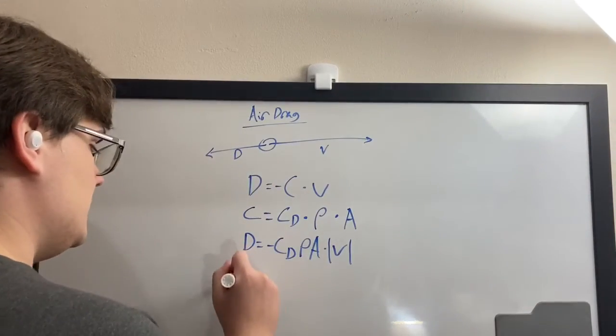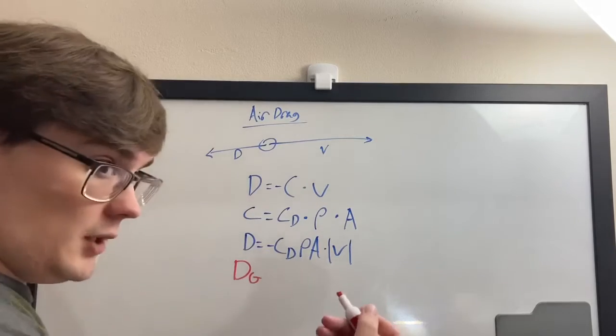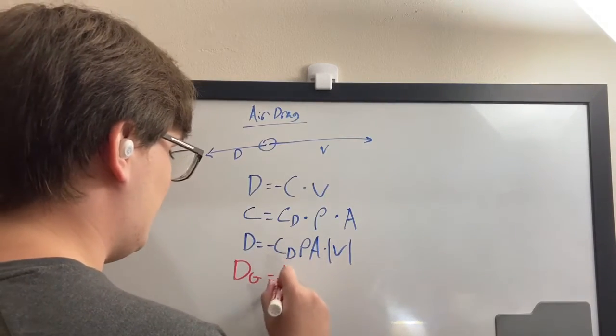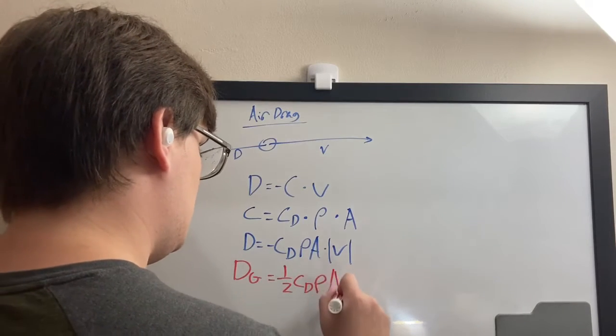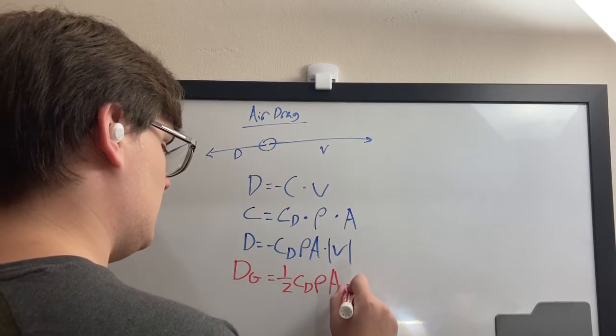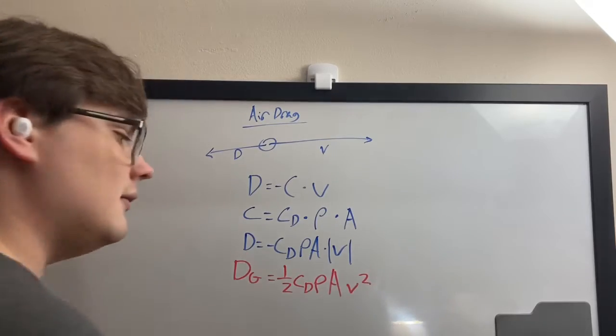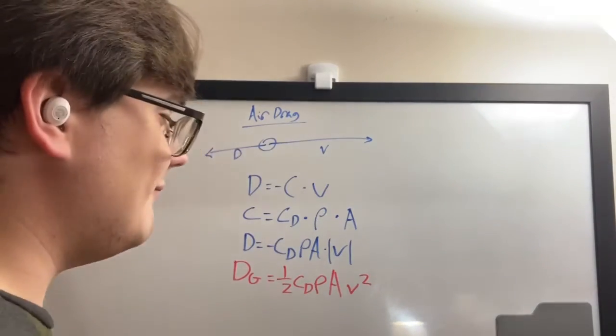So usually the approximate equation that I use, I'm going to use a red marker for this, is d sub g, where g is a golf ball, is equal to 1/2 this coefficient times the density of air, the cross-sectional area, v squared, not just v.